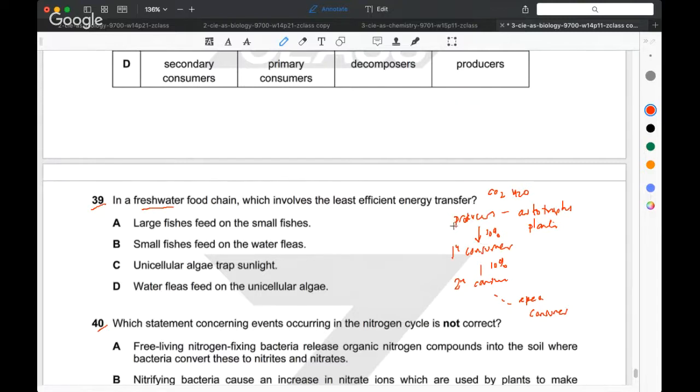But the first step, where this producer is using sunlight to produce glucose, well, that is much lower than this 10%. So rough estimates are that something between 0.5 and maybe 2% of the energy that's available in light is actually used, or energy is transferred in this photosynthesis step.